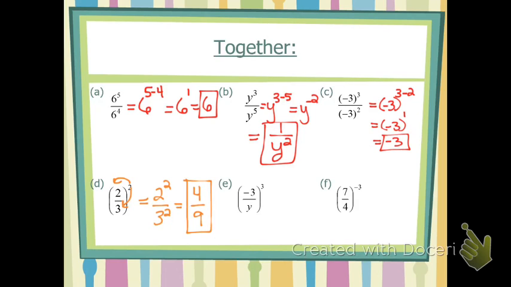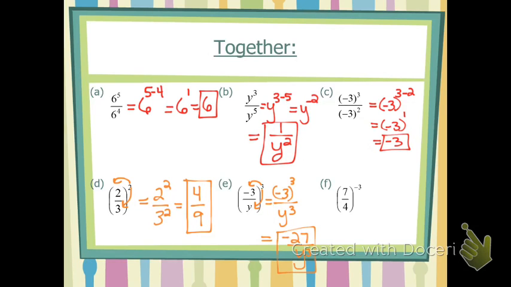All right, next we have another example where we're going to almost like distribute that exponent. So it becomes negative 3 cubed over y cubed. Negative 3 cubed means negative 3 times negative 3 times negative 3, which is negative 27. So then our final answer is negative 27 over y cubed.